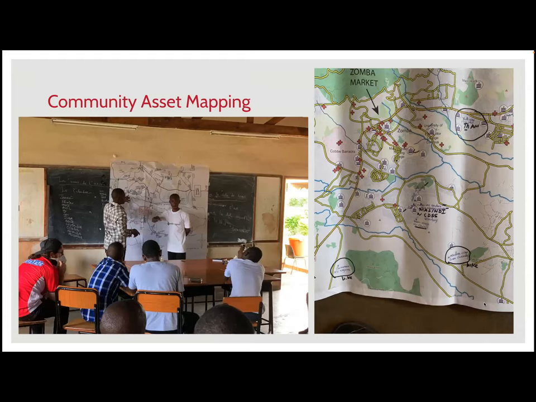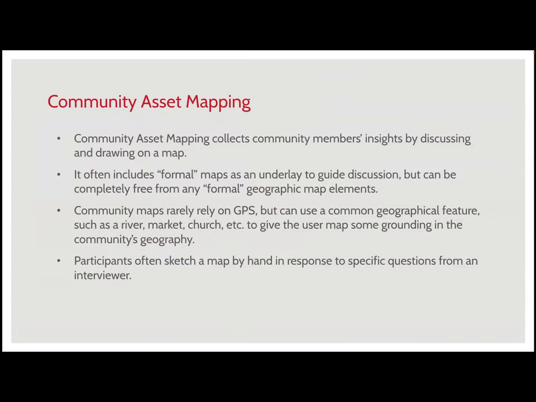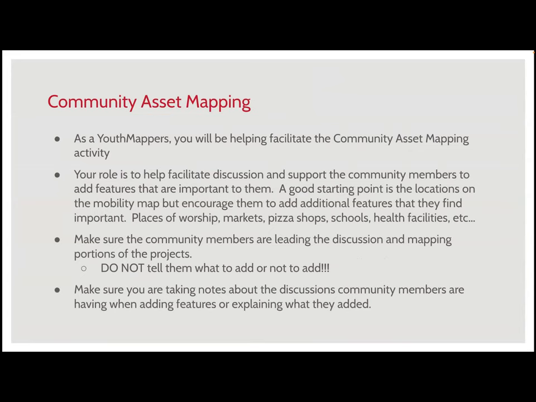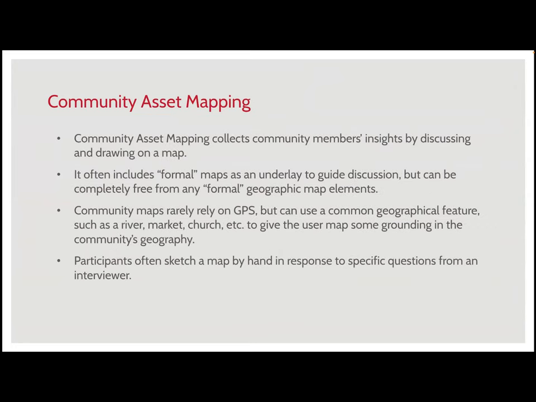So we would ask them to find, okay, where is that pizza restaurant? Where is the record store? Where is the office? Show us where it is. Let's label it on the map. And then we can take that map later and add that data into OpenStreetMap, for example.